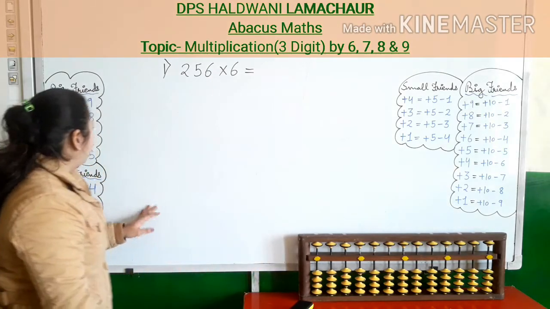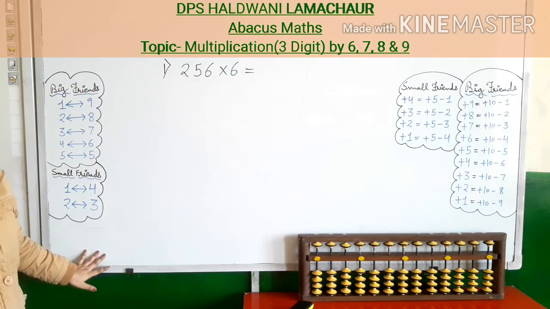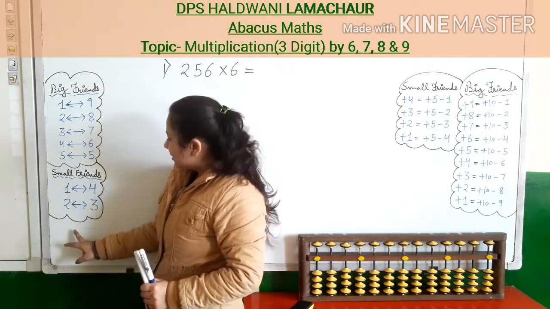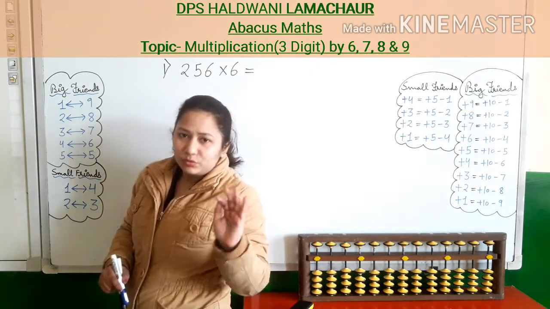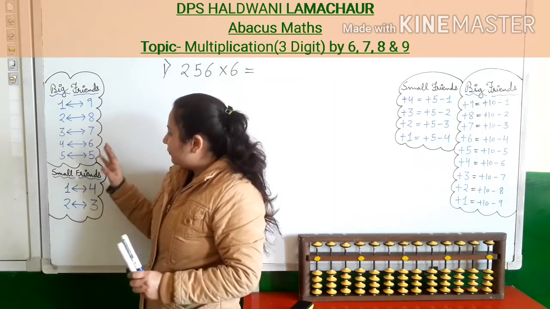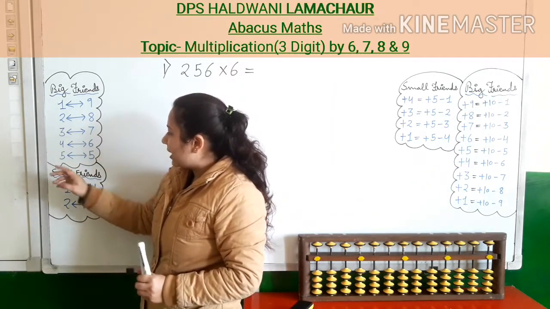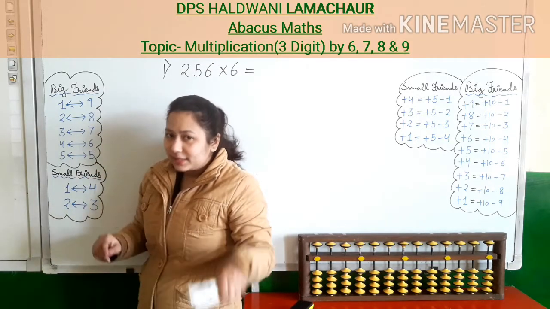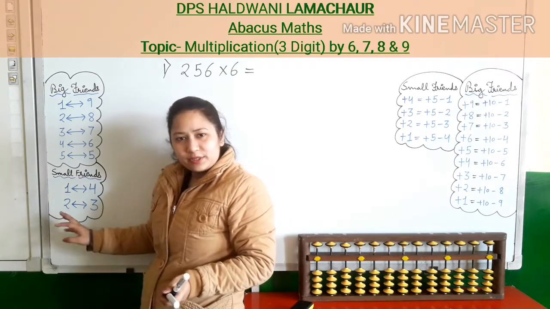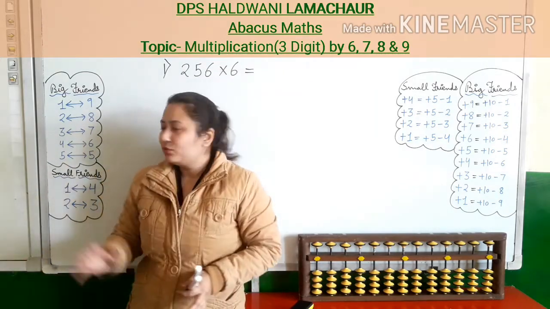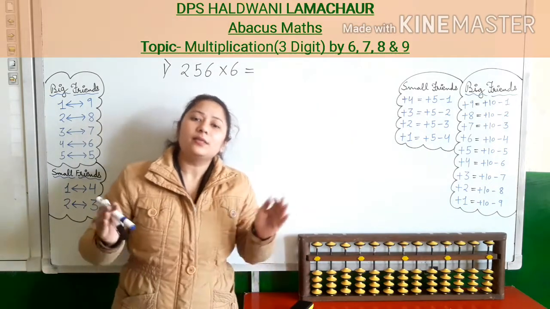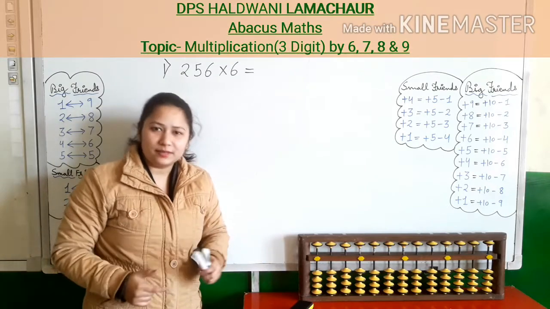Very nice. Now you can see that these are the friends I have written here. This is big friends and this is small friends. In big friends, you know that 1 is the friend of 9, 2 is the friend of 8, 3 is the friend of 7, 4 is the friend of 6 and 5 is the friend of 5. Same way, in small friends, the friends change. 1 is the friend of 4 and 2 is the friend of 3. Students, you have to learn these friends so that you can apply them in the sums. Now students, let's start the sum.